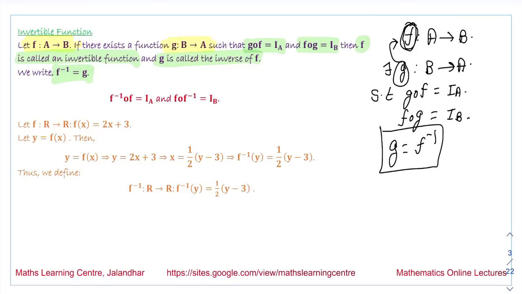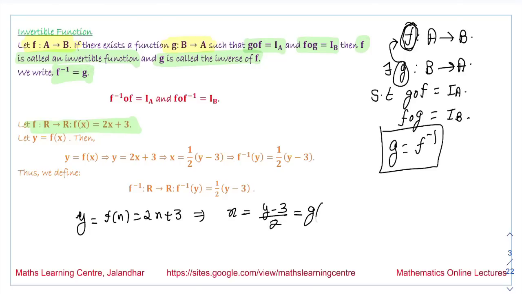So we have explained this thing with an example over here. Suppose a function f is given, it is defined from R to R, and the definition of the function is f(x) = 2x + 3. Now suppose we write y = f(x) = 2x + 3. So this implies that x = (y - 3)/2, and this is say the function g(y). We are saying this is basically the inverse function of f, or we can write it is f inverse of x, that is equal to (x - 3)/2.